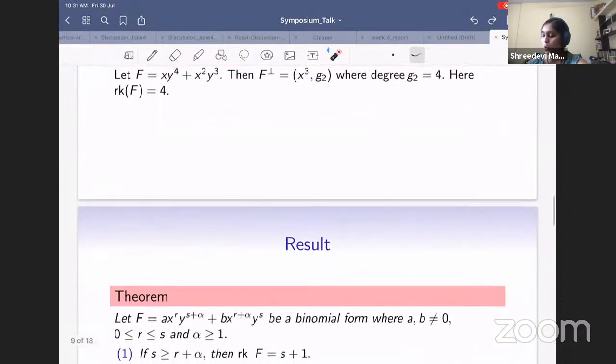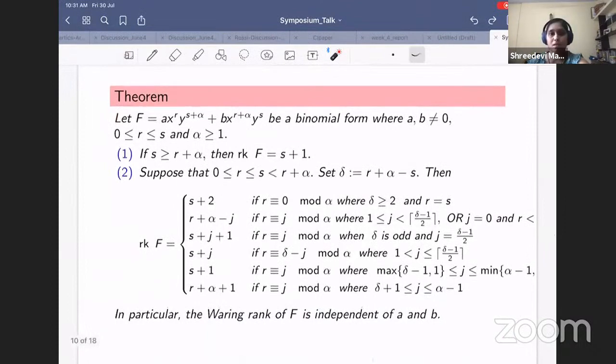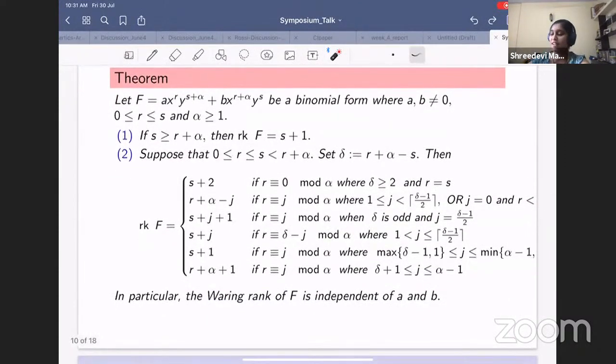We have proved and computed the Waring rank of any binomial form in two variables, and the formula looks dirty, but we know the exact formula for the rank of any binomial form. And importantly, if you take any binary binomial form, the Waring rank of f does not depend upon these coefficients which are here, and it is not difficult to observe that. And more importantly, our contribution is the precise formula for the Waring rank of any form in two variables.